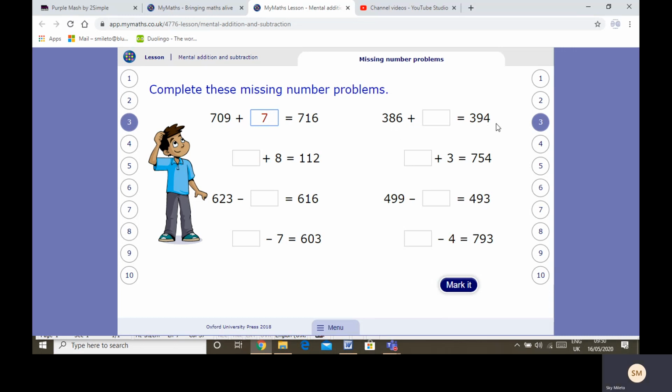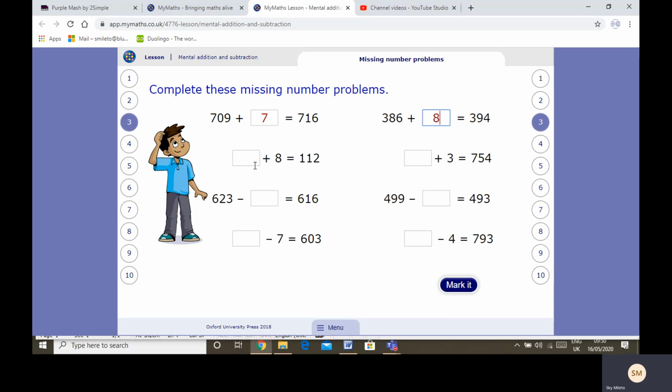386 plus something equals 394. You can do this saying it out loud and on your fingers. 386, 387, 388, 389, 390, 391, 392, 393, 394, 8. Or you could have added 4 to get to 390 and then another 4 to get to 394. And we know 4 plus 4 is 8. So these ones are slightly different because you're looking for the missing number, not the answer.